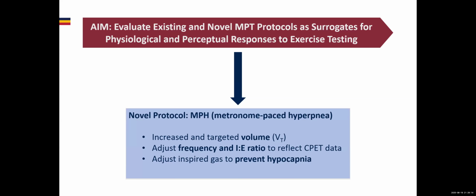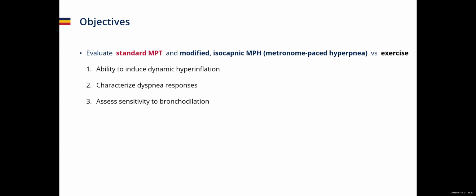And so to this end, we developed a novel protocol that we're calling MPH, or Metronome-Paced Hyperpnea for now, where it's not only a matter of targeting a certain breathing frequency, but also a targeted and unique volume targeted to that particular patient or individual, inspiratory-expiratory ratio, and also adjusting inspired gases to try to prevent the onset of hypocapnia during these tests. And so we're going to compare traditional versus our variation on these paced breathing protocols versus exercise, and look at how that impacts on ability to induce hyperinflation to begin with, characterize dyspnea responses, and assess bronchodilation.